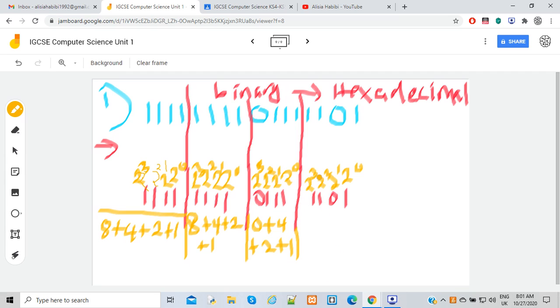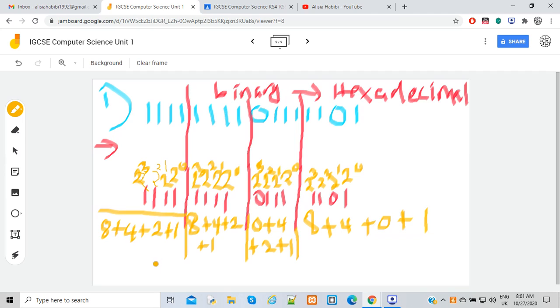Then here we have 1 times 2 raised to the power of 3, which is going to be 8, plus 1 times 2 raised to the power of 2, which is going to be 4, so 4 times 1 is 4, plus 0 times 2 raised to the power of 1, which is going to be 0, automatically 0 times 2 is 0, plus 1 times 2 raised to the power of 0, which is going to be 1. So this is pretty much what we get on each 4-bit group.